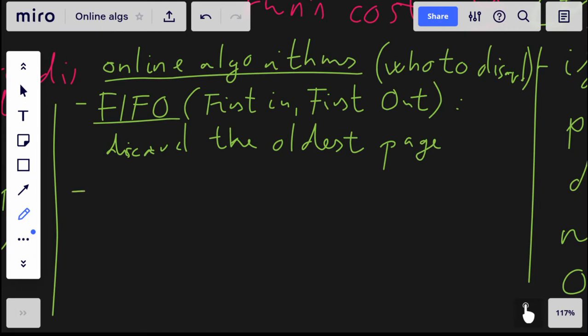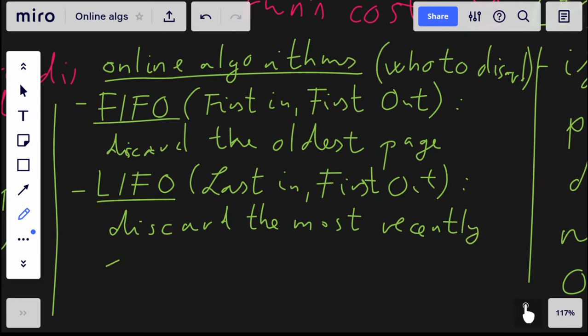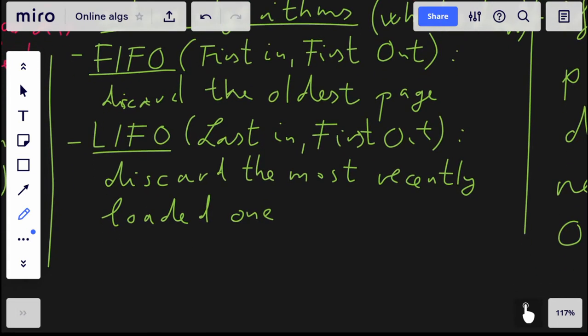Of course, you can think about LIFO, last in, first out, which just maintains the cache as a stack. Why not? So you just discard, in this case, the most recently loaded one. If you think about it, it doesn't make too much sense, but it's online. Now, something which can be seen as an improvement of FIFO is the LRU algorithm, which is a shorthand for least recently used.